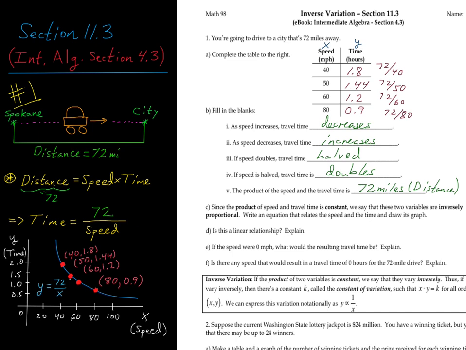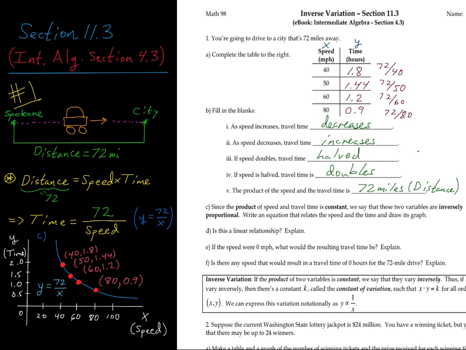Now, also with this labeling of speed is x and time is y, I can rewrite this equation as y equals 72 divided by x, and that's exactly what I've just included down here next to the graph. Okay, so that would be part C.